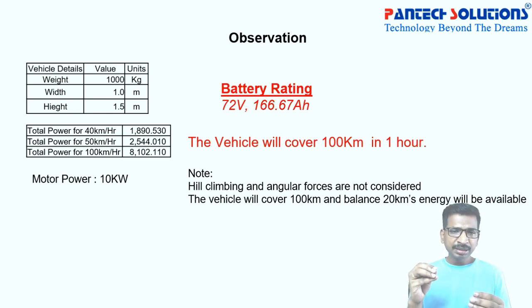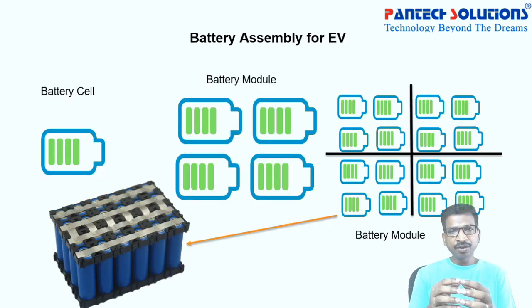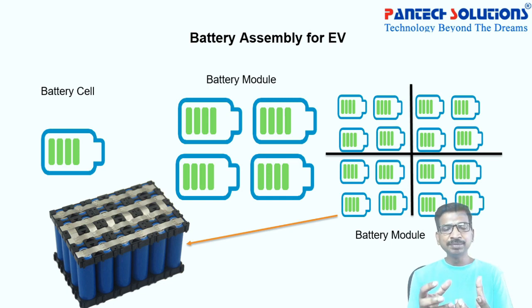If you keep a 72 voltage, 166 ampere hour battery, then we can comfortably cover this distance in that particular time. Again, this current drawn can vary based on the drive cycle. That is one more important point, which we will discuss in the integration part at the end of this series. From this battery requirement of 72 voltage and 166 ampere hour, how can we assemble the battery?